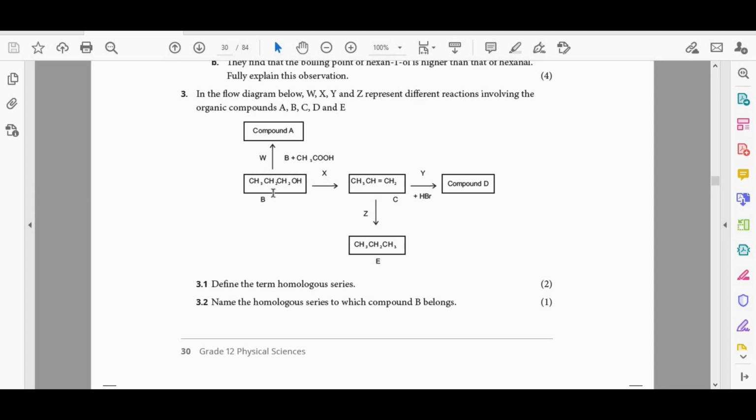That looks like propanol, because of the 3 carbons. And then we see that the OH hydroxyl group disappears. So that disappears, right? But we're not left with CH3, CH2, CH2. We're left with one less hydrogen.